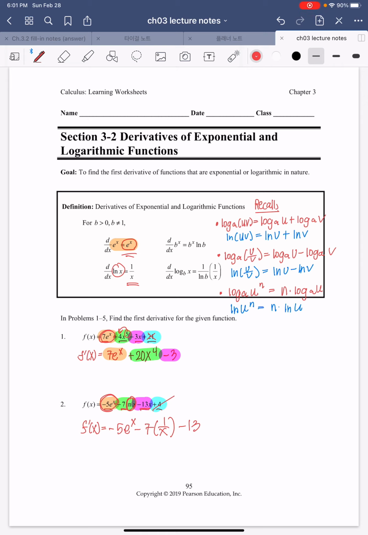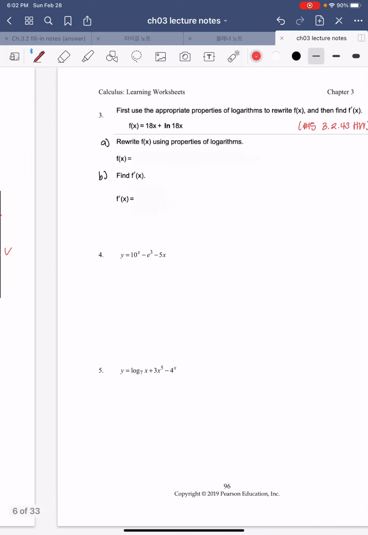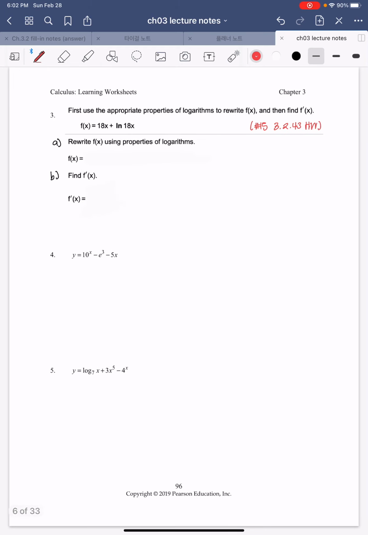So you can do a little bit of middle term, just make it simpler. Negative 5 e to the x, negative 7 over x, minus 13. So that's the final answer. So you have a bunch of problems to practice taking the derivative. The more problems you approach, the better you're going to get with these derivative rules. I have a couple more on the back.